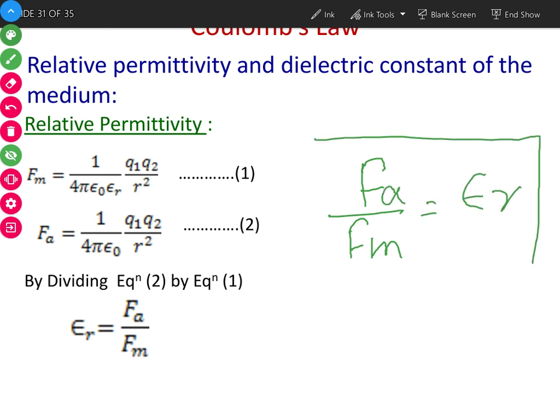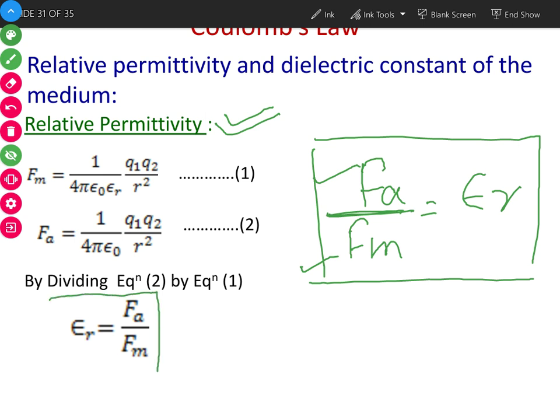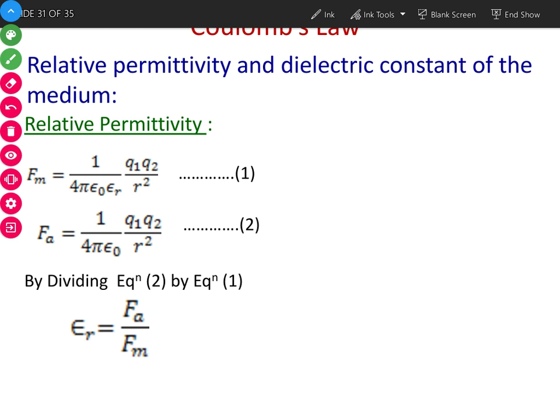So from here we can easily find out the relationship between the relative permittivity and the force in the medium and in air between the two charges. So this is a very important expression, and many questions you can solve with the help of this equation. So just remember this equation.